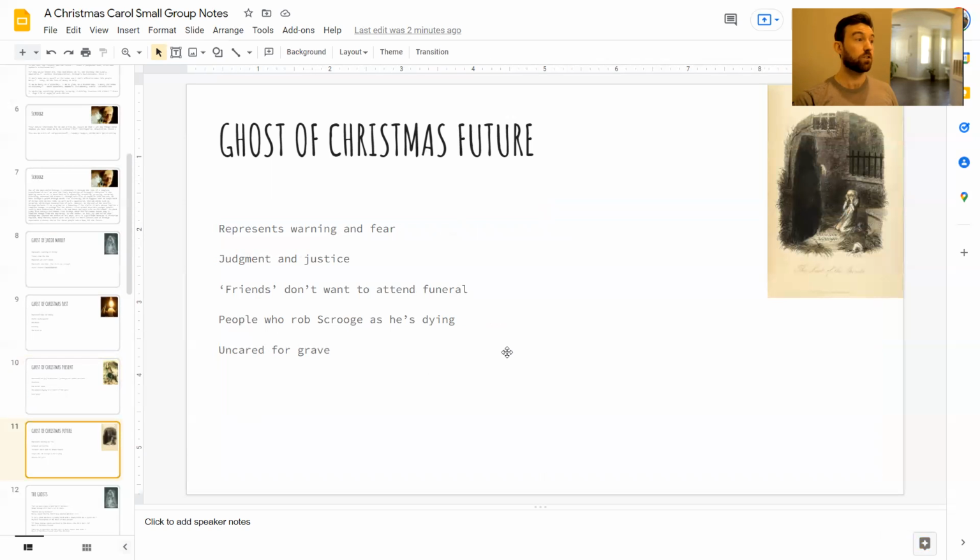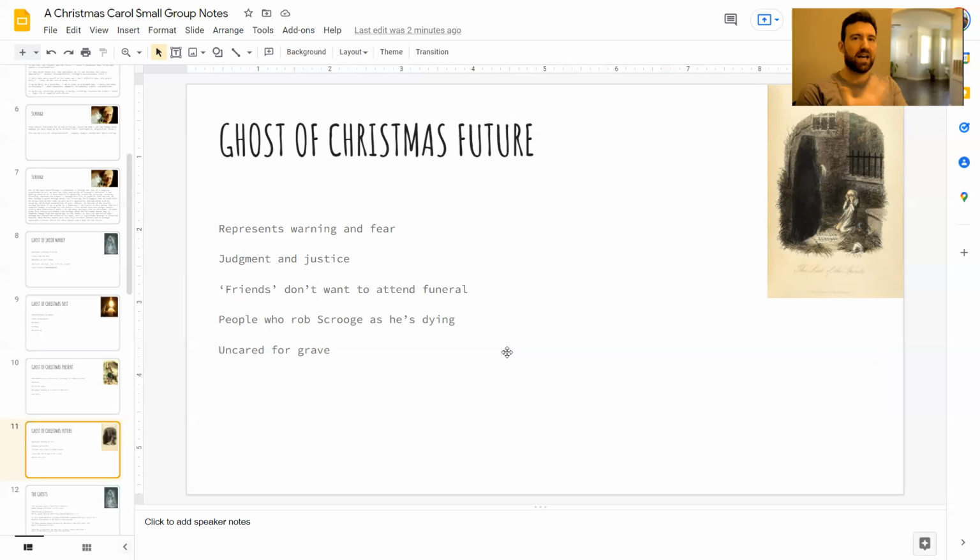Finally, Christmas Future. So he represents warning and fear. Like I said, there's a symmetry, because it starts with warning and fear with Jacob Marley, and now it finishes with warning and fear again. The Ghost of Christmas Future is terrifying. He's not like Christmas Present, who was quite jolly and amiable and someone you'd probably want to hang out with. It just seemed like Father Christmas, like I said. He's not like that at all.